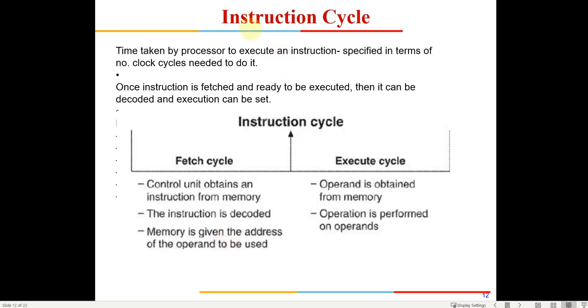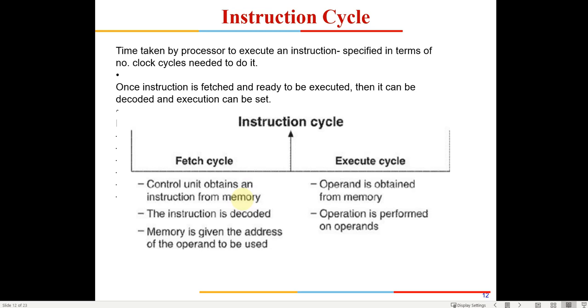Now this is something probably important for your exam also, something known as the instruction cycle. The instruction cycle consists of two different things: one is known as the fetch cycle, the other is known as the execute cycle. In the fetch cycle, the IP will point towards the memory, and from the memory the code that we have written is brought into the bus interface unit.